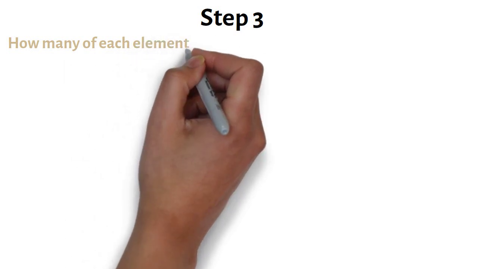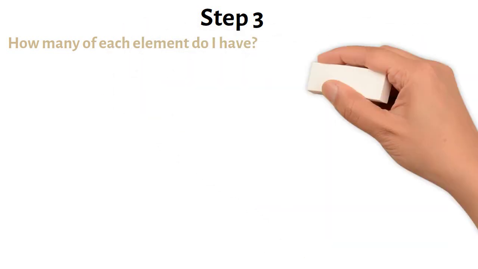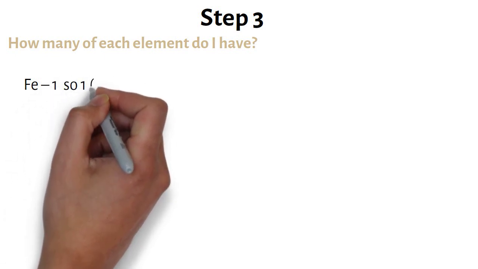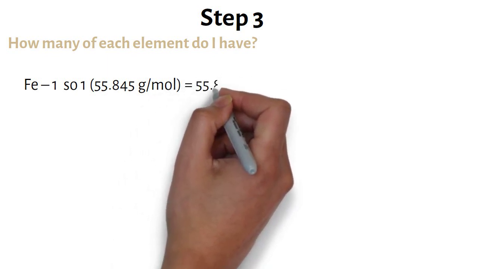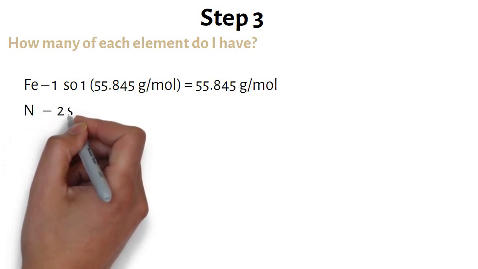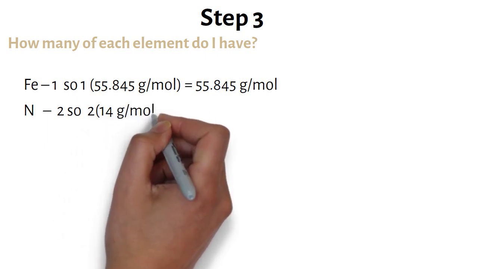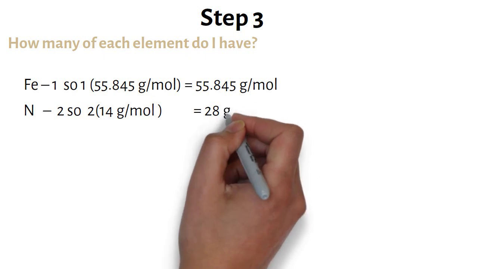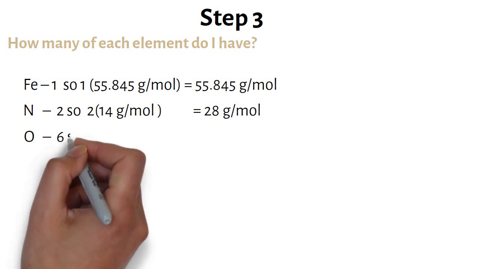In step 3, we look at the chemical formula and we see how many of each element is there. Once we have this, we'll multiply the number of each element we have by that element's molecular weight. There's only one iron, or Fe, so we would multiply that by 55.845 grams per mole, and that gives us 55.845 grams per mole. When we look at the formula, it shows that there are 2 nitrogens, so we would multiply the 2 by the molecular weight of nitrogen, which is 14 grams per mole, and that gives us 28 grams per mole. The last element to look at is oxygen.